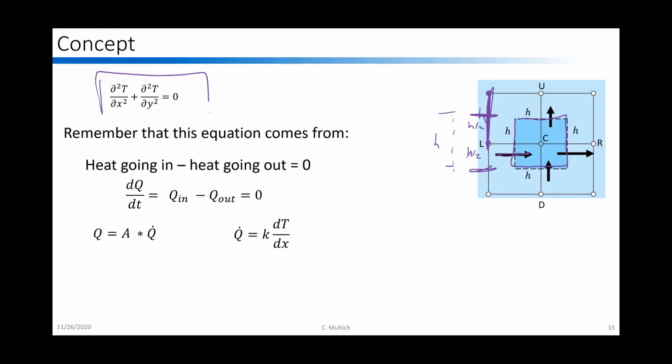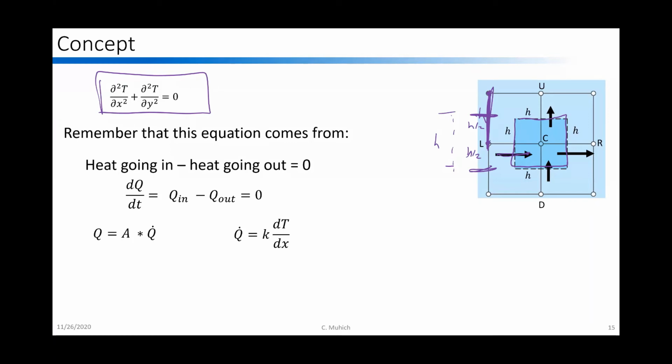So if we had an equation from a finite difference approximation that looks like the second partial of T with respect to x squared plus the second partial of T with respect to y squared equals 0, we need to backtrack and see where this is actually coming from, right? Because we need to look at the fluxes that are going in and out of the sides.